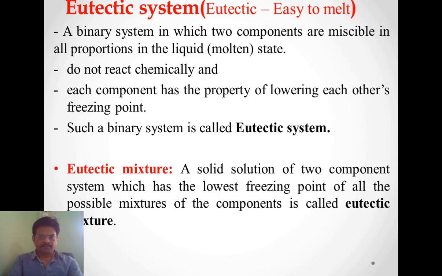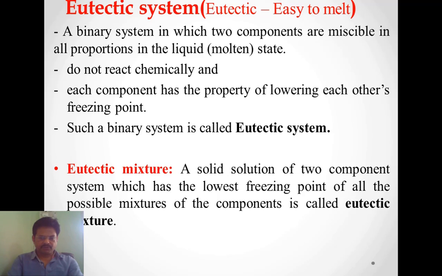A binary system in which two components are miscible in all proportions in the liquid state, but do not chemically react, and due to mixing, show the property of lowering each other's freezing point. Such a binary system is termed a eutectic system.